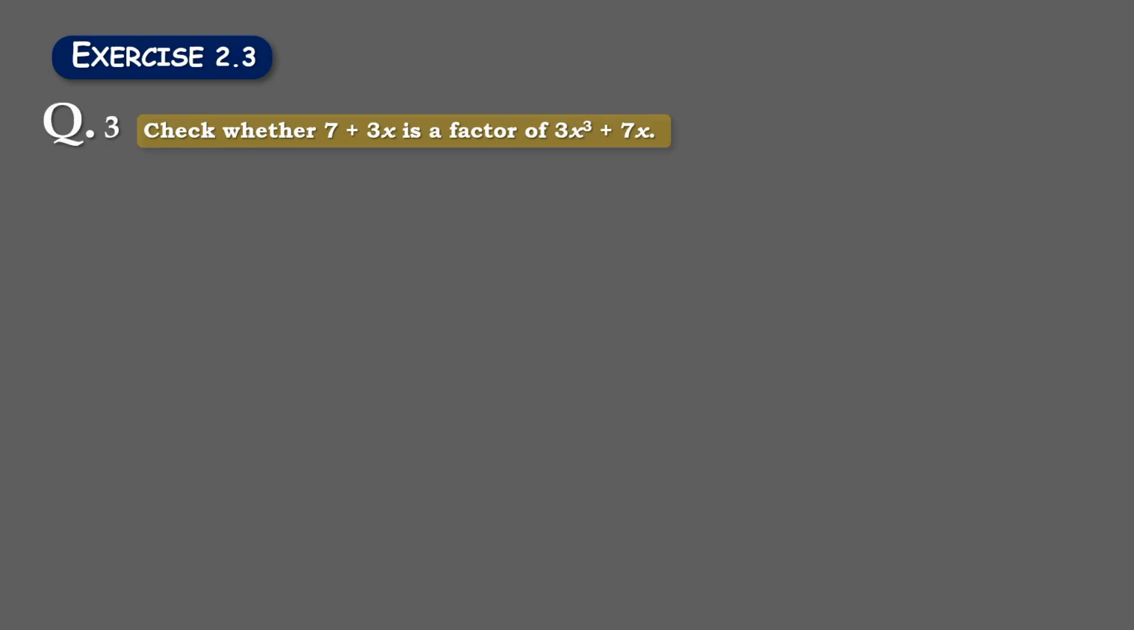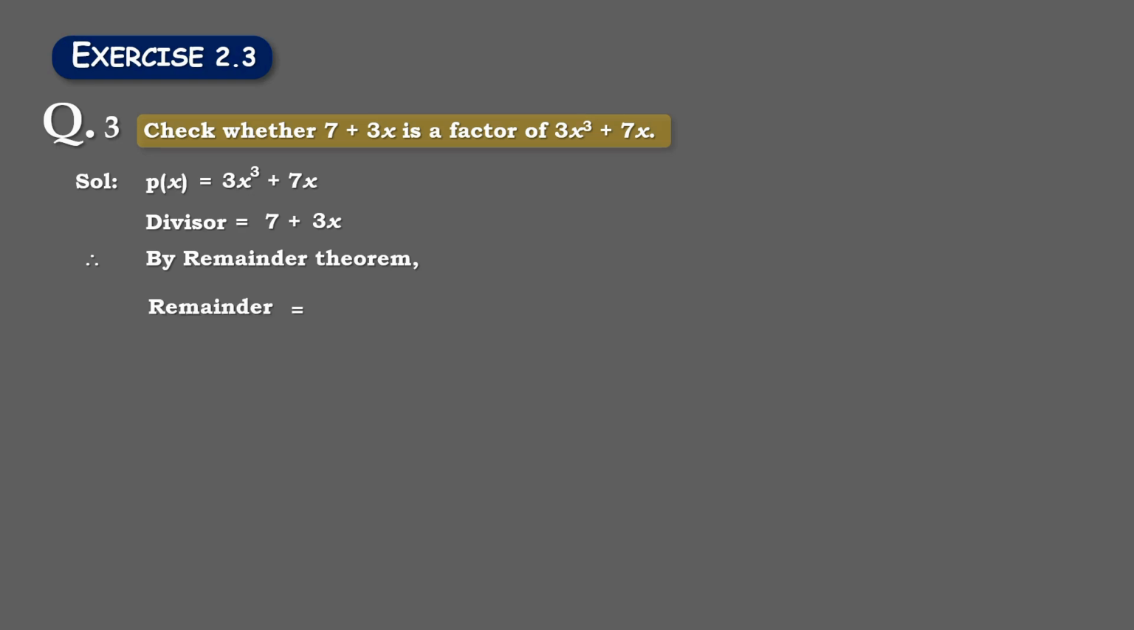Question 3. Check whether 7 plus 3x is a factor of 3x cubed plus 7x. Let the polynomial be 3x cubed plus 7x. The given divisor is 7 plus 3x. By the remainder theorem, to check whether the divisor is a factor, we find the remainder by substituting x equal to minus 7 by 3 in the given polynomial.